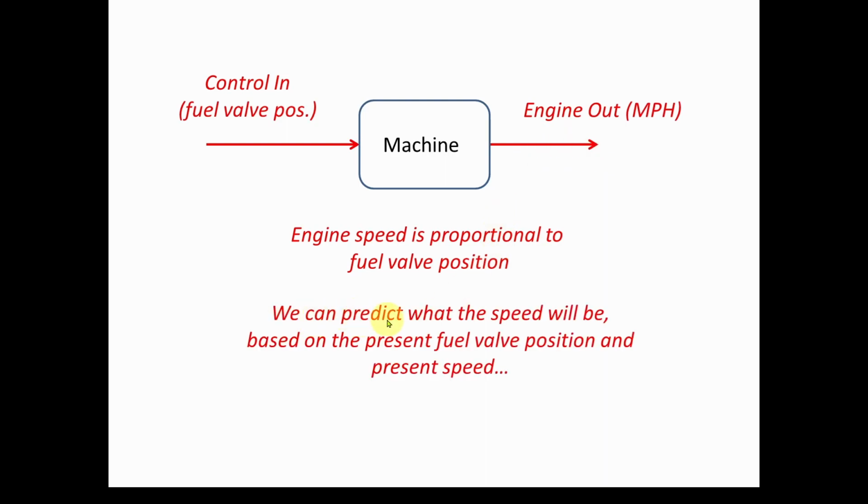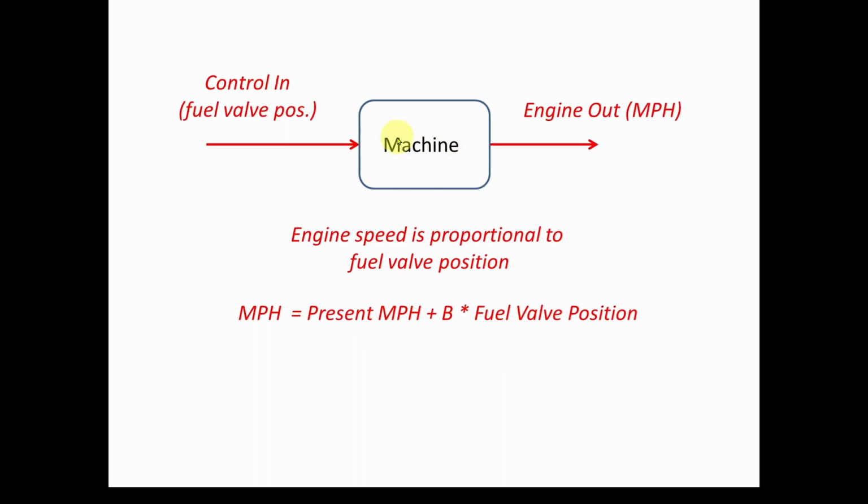So we can kind of predict what the speed will be in the future based on the present fuel valve position and the present speed, right? So if the present fuel valve position is fully open and the present speed is 0, I'm not going anywhere, and I just slam the throttle, we can predict with pretty much certainty that in the near future, that motorcycle speed is going to have increased from 0. We don't know exactly how much, but we can predict. Very, very important concept to understand. You can predict the future with some sort of certainty.